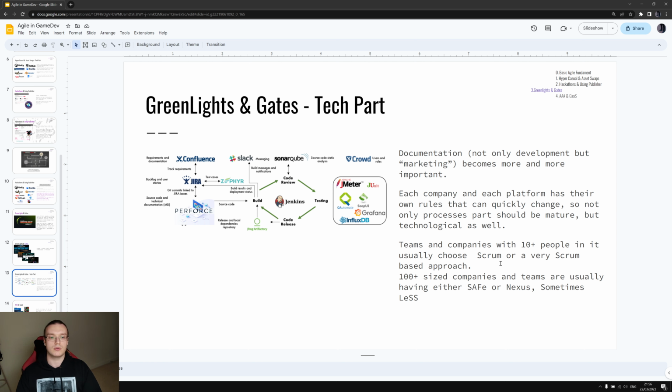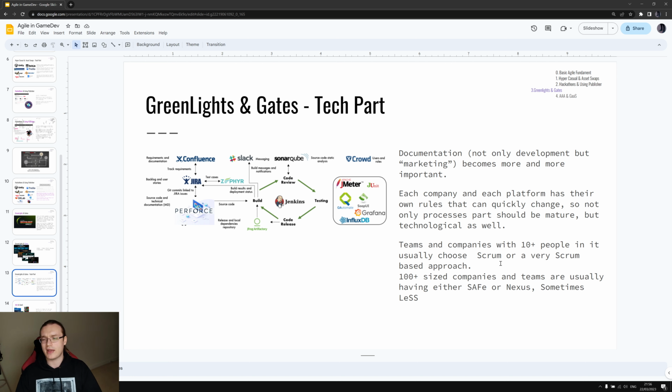Usually, if we talk about the classical agile stuff, on this side of the picture, you have teams that have 10 plus people or multiple teams. So the majority of the time they're using Scrum or a Scrum-based approach, and teams that are bigger than, I don't know, 50 or 100, as in the slide, are usually trying to use SAFe, Scaled Agile Framework, Nexus, or sometimes Large-Scale Scrum. But the idea is that at this point they need to understand how to work together.